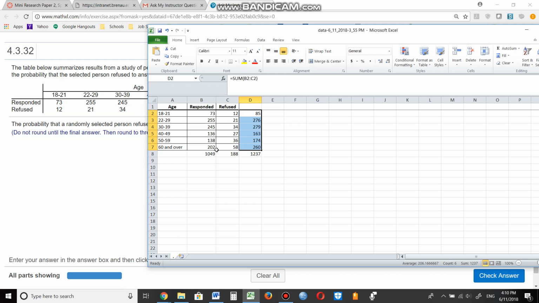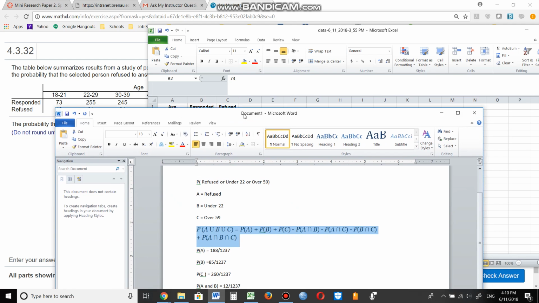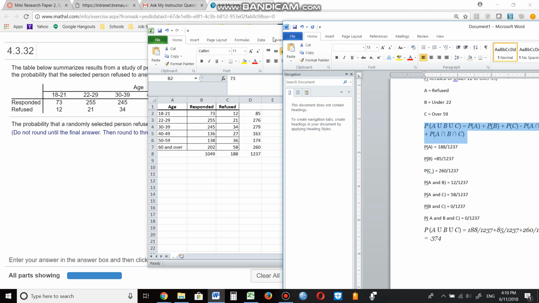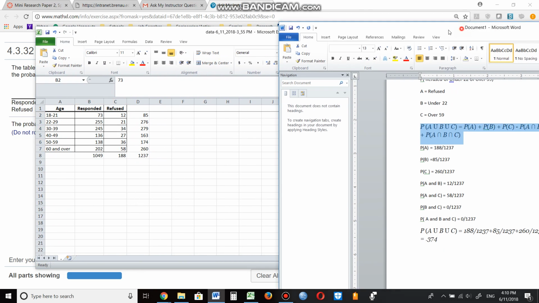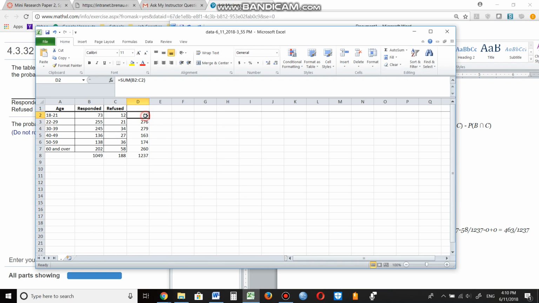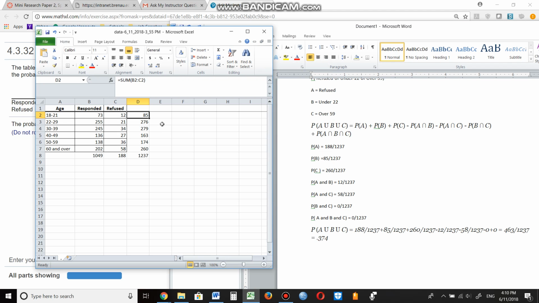Now I can use these results, and the results inside the table, to answer all of these probability questions. So let's go through it. So the probability of A is refused. There were 85 people who refused. Excuse me, I'm sorry, 188 people who refused. Out of all these age groups, 188 total refused. That's 188 out of 1237.